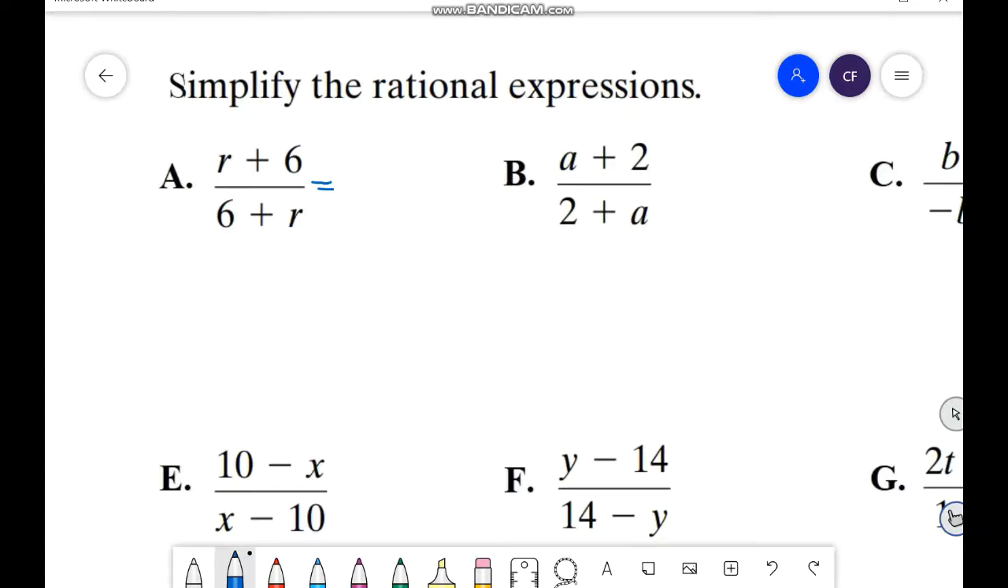Check this, r plus 6 divided by 6 plus r. You need to understand that you can change the position, you can switch places, and it's the same thing. It's the same factor. At this point you can see very clearly that r plus 6 is the same thing as r plus 6. You can divide and it equals 1. The answer for letter A is going to be 1, right?